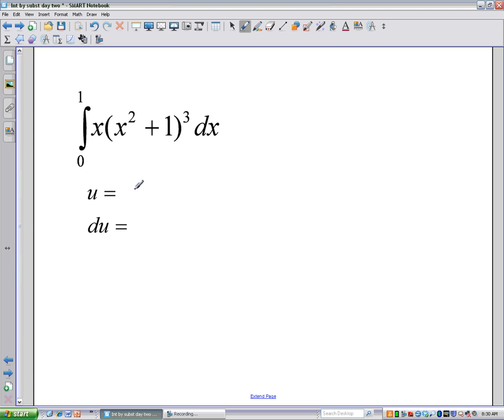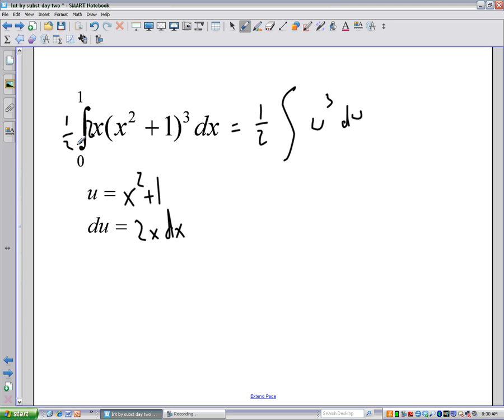So u is equal to x squared plus 1, and du is 2x dx. Pop a 2 in, take a 2 out. Can't just multiply them by. Let's do my substitution. Take 1/2 integral, I'll leave the limits alone for right now, of u cubed du. So if I'm changing to u, I'm going to change everything to u.